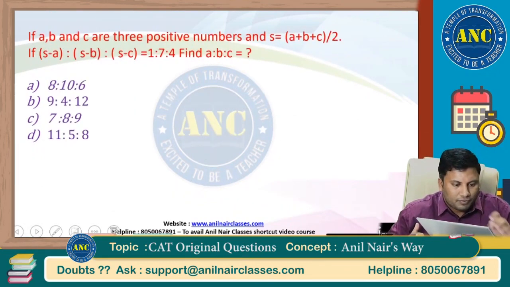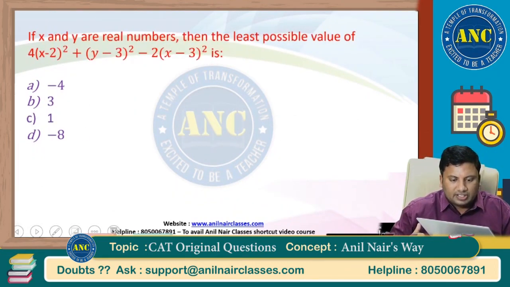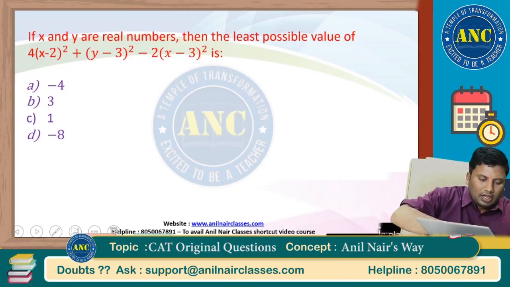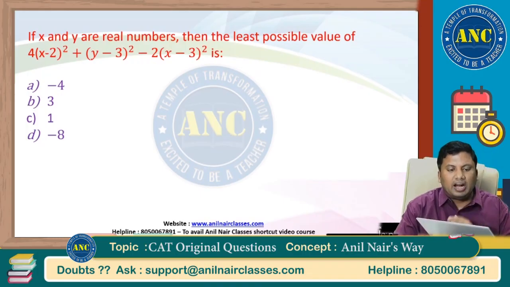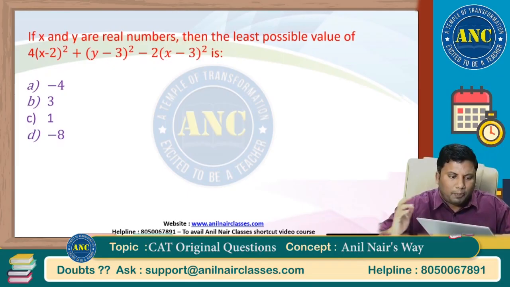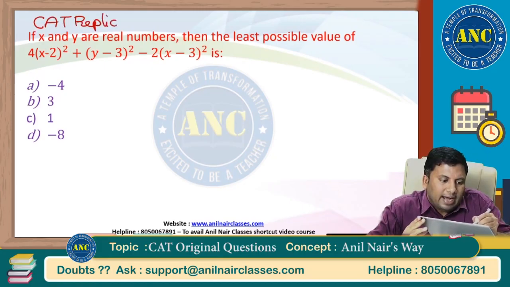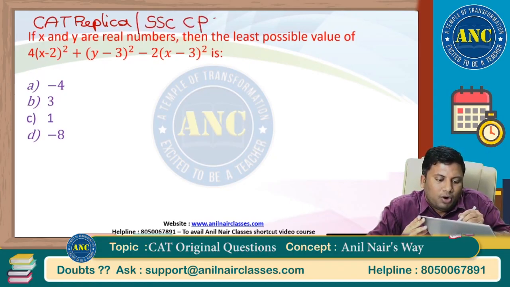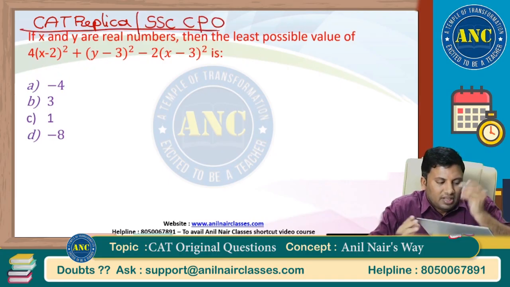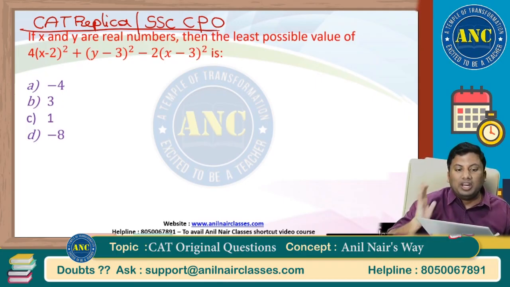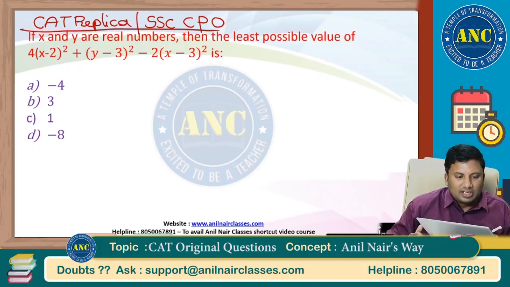Next one. See here, sir. If x and y are real numbers, then the least possible value... This is a CAT replica question, and an SSC CPO original question. See this question.